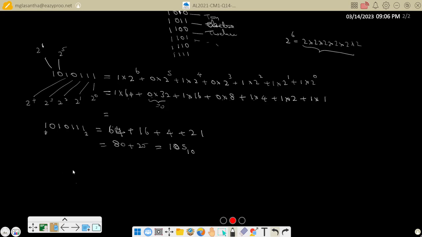So this is in decimal form, and the original is under base 2. Okay? Is it clear? So this is 105, the usual ordinary number. Yes, sir. This one I understand.